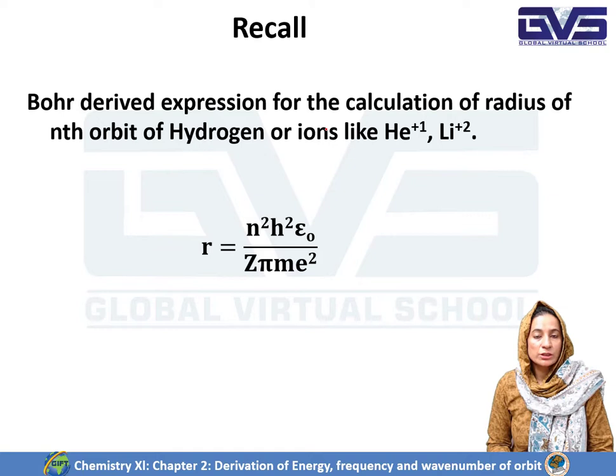I will just recall that in the previous lecture Niels Bohr derived the expression to calculate the radius of the nth orbit, and its equation is r equals n square h square epsilon over z pi m e square. In this formula, n square and atomic number z are variable while all others are constants, and putting the constant values we got 0.529 angstrom, and in that way you can calculate the radius of any orbit: first, second, third, fourth and so on.